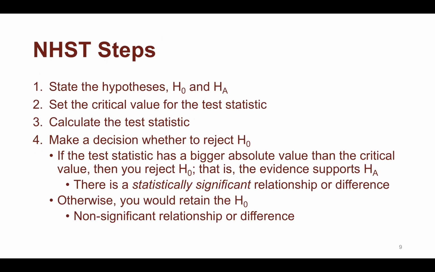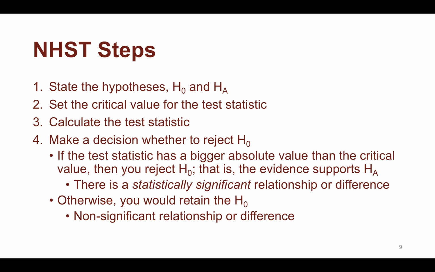So here are the steps of null hypothesis significance testing. The first step is to simply state the hypotheses, as we've shown before. The second step is to set what's called a critical value for the test statistic. I'll show an example of this in a moment. Step 3 is to calculate the test statistic, and this is based on your observed data.